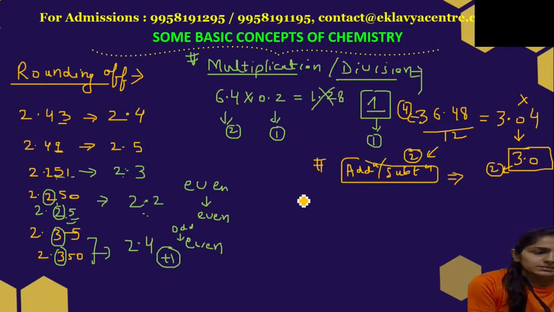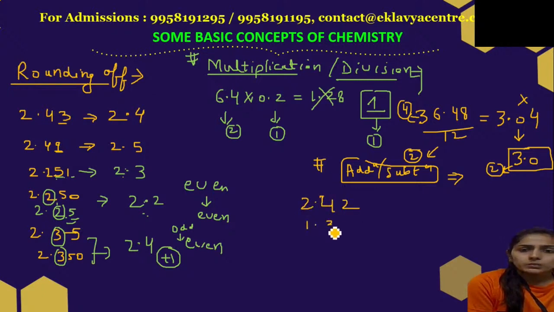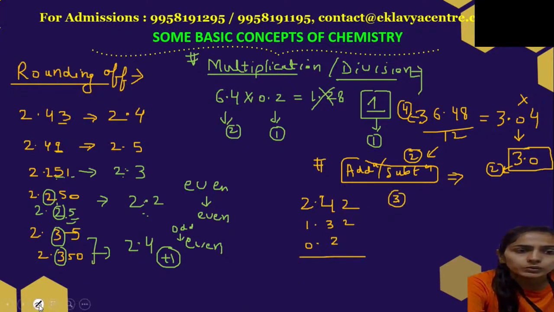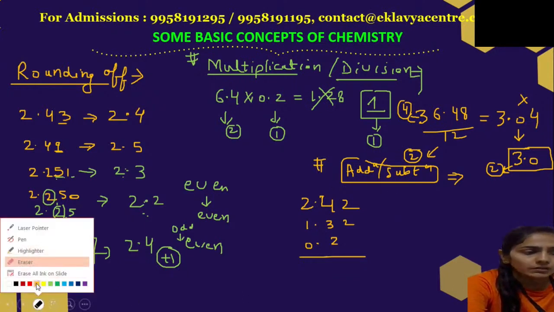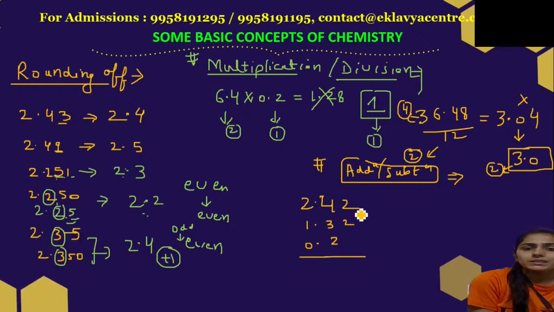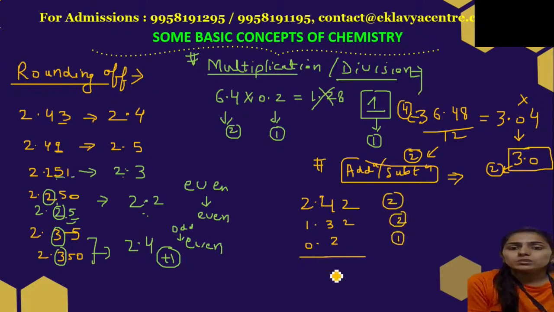Now what happens, suppose I ask you to add 2.42, 1.32, and 0.2. In this question, in case of addition and subtraction, we have to count the significant digits after the decimal. Here we have 2 significant digits, here 2, here 1. So in the answer also we must have 1 significant digit after the decimal.